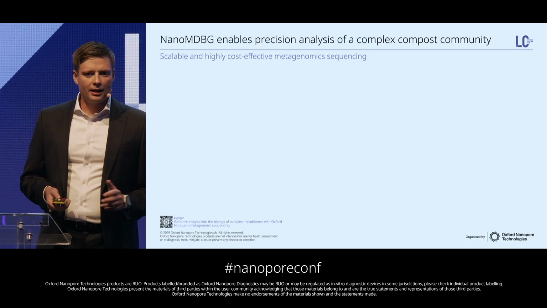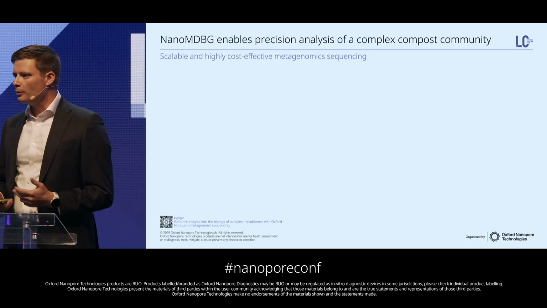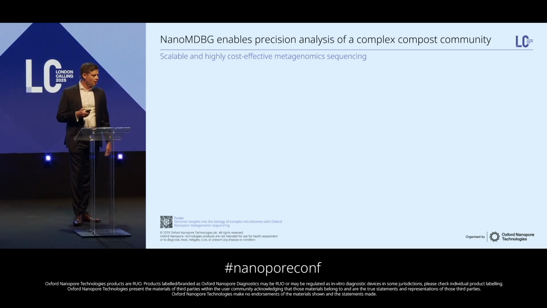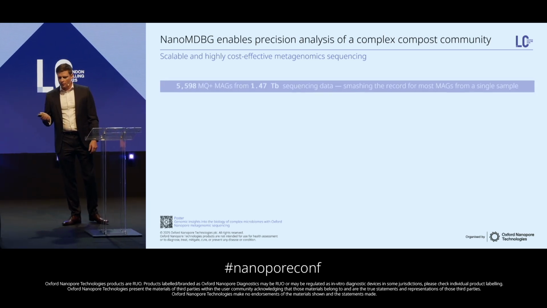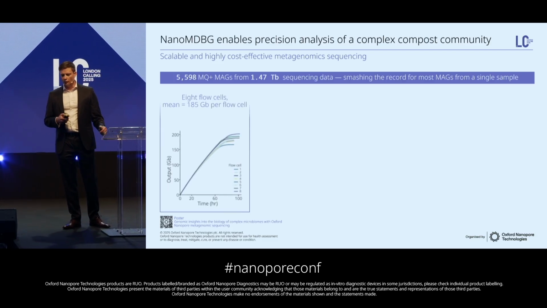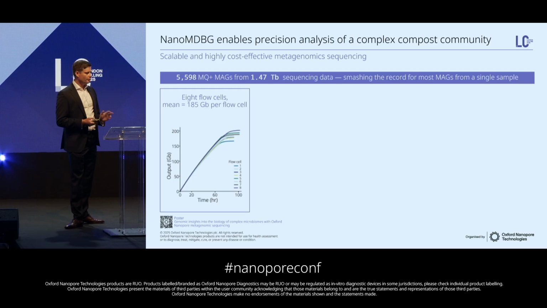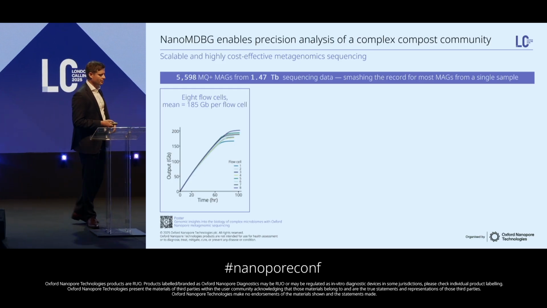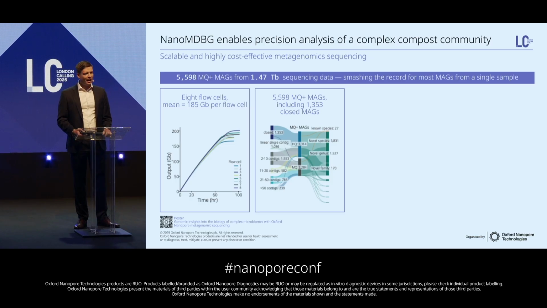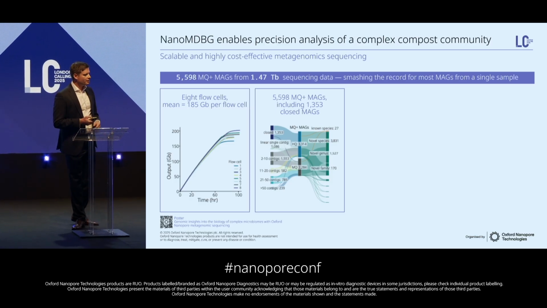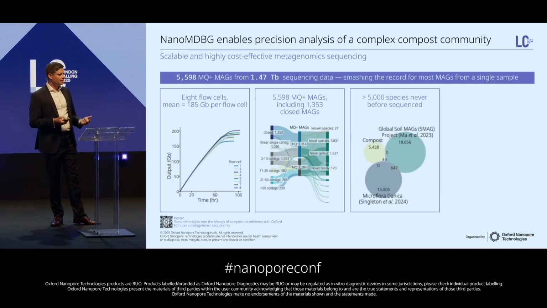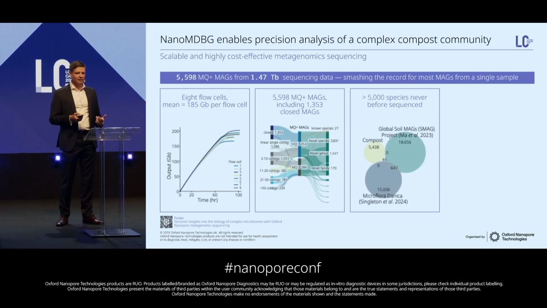Now, fecal samples actually are not the most complex microbial communities, not by a long shot. So to really put this tool through its paces, we sequenced a compost sample, generating almost 1.5 terabases of sequencing data over 8 PromethION flow cells, all of them coming in north of 150 gigabases of output. These assembled and binned into over 5,000 MAGs, smashing the record for the most MAGs from a single sample. Most of these species had never been sequenced before.